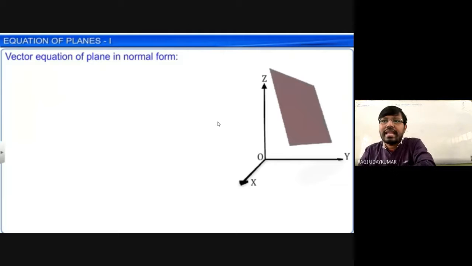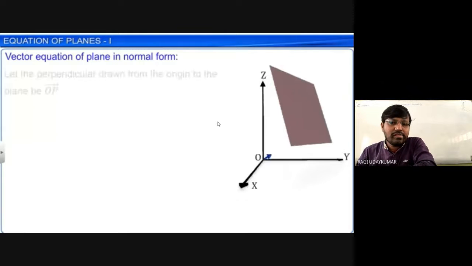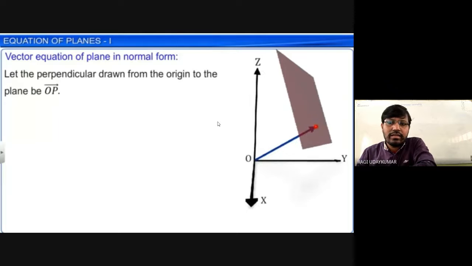Just like the equation of a line, here also we have vector form and Cartesian form. In the same way, the equation of a plane also has a vector form and a Cartesian form. So let the perpendicular drawn from the origin to the plane be OP. A plane is usually represented by pi 1, pi 2 like that if more planes are there. Here it is not given to you.